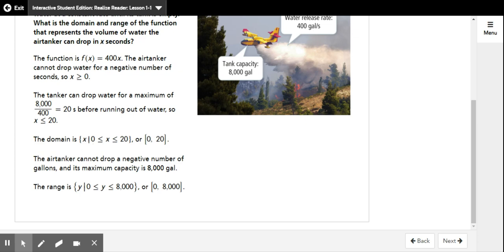The domain then would be 0 to 20 because after 20 seconds, it's going to be empty. The range in terms of how much water's in the plane would be 0 to 8,000, right? 8,000 is the maximum because that's the maximum it can hold. 0 is the minimum because you can't have less than none of it, right? You can't have a negative amount of water, okay?